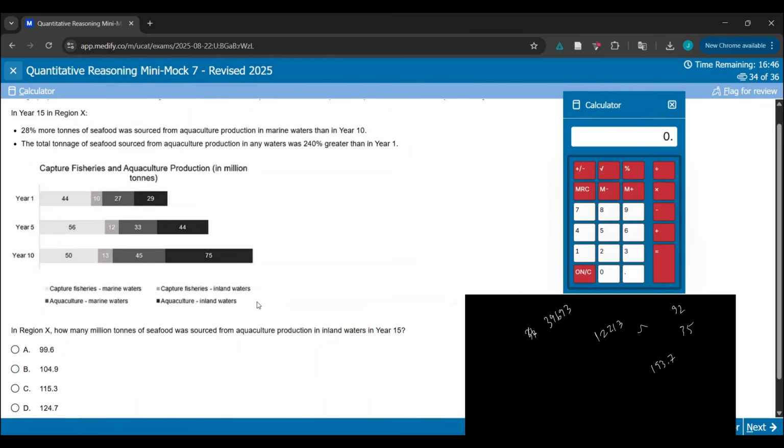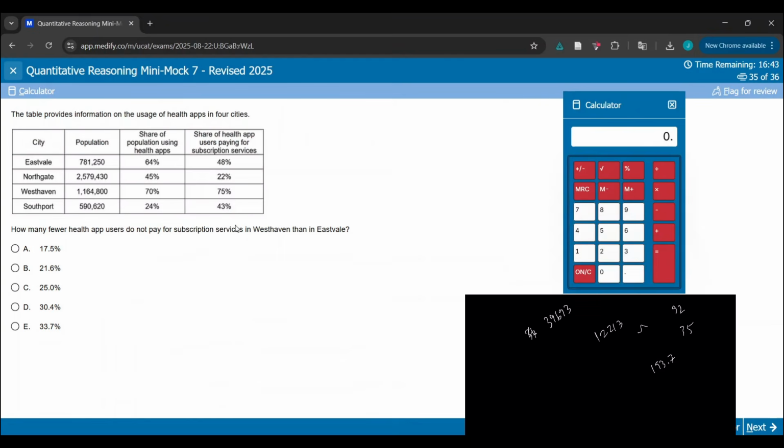In region X, how many fewer health app users not paying for subscription in West Haven than in East Vale? So 781,250 times 0.64 that use, and those that pay, so we're looking for those that do not pay. There's 2260 here, and then here it's 1164800 times 0.7 times 5, so 203,840. So it's going to be 203,840 divided by 260,000, subtract by 1, 21.6%.